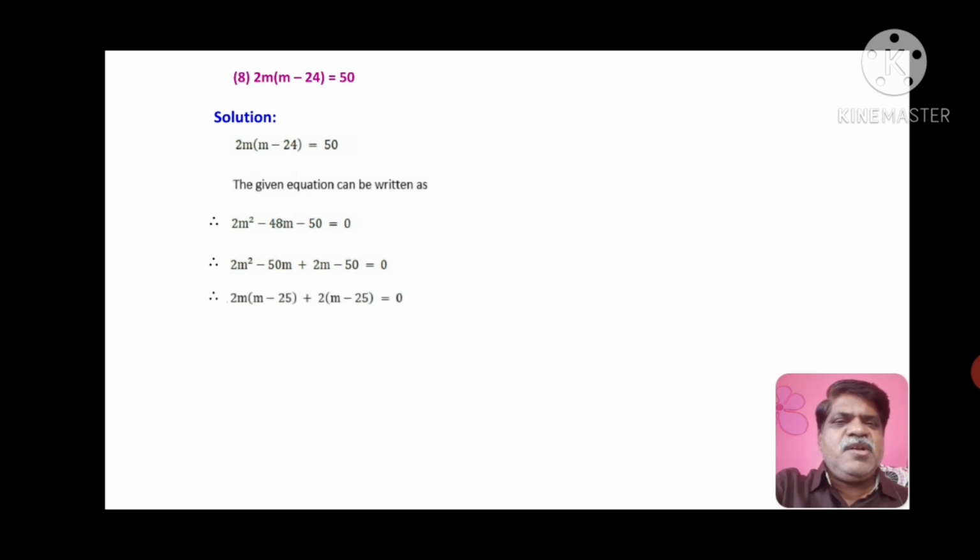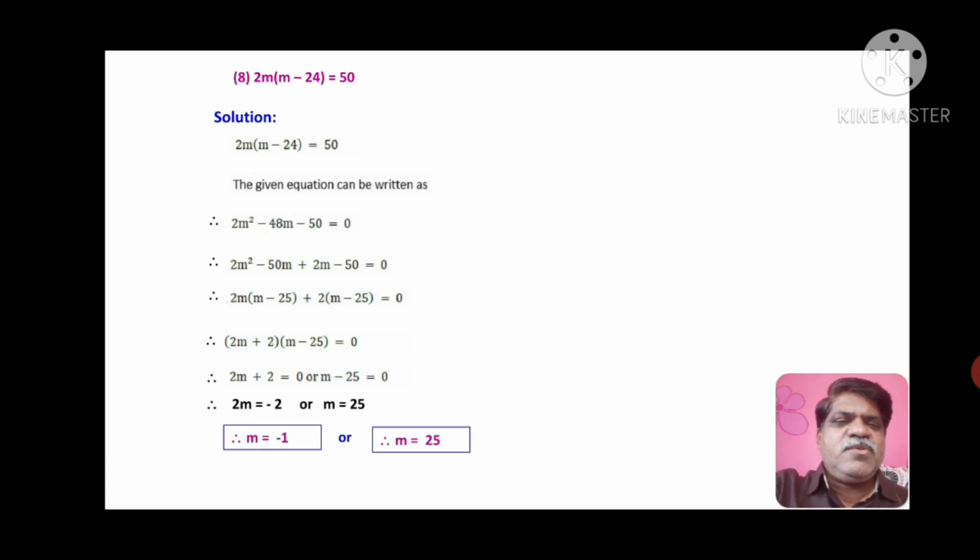For the first two terms, 2m is common out. What is left in the bracket is m minus 25. Plus 2 is out, m minus 25 is equal to 0. Therefore, m minus 25 is the common in one bracket and in another bracket you are getting 2m plus 2. Friends, here 2m plus 2 is equal to 0, or you may say m minus 25 is equal to 0. Therefore, you can write 2m is equal to minus 2 or m is equal to 25. Therefore, m is equal to minus 1 or m is equal to 25 you are getting. Hence, m is equal to minus 1 or m is equal to 25 are the roots of the given quadratic equation.